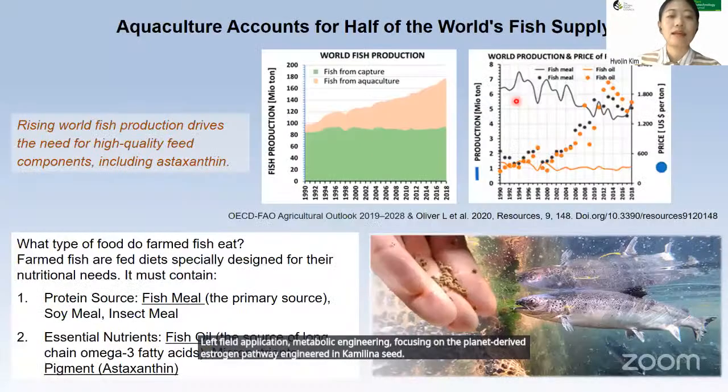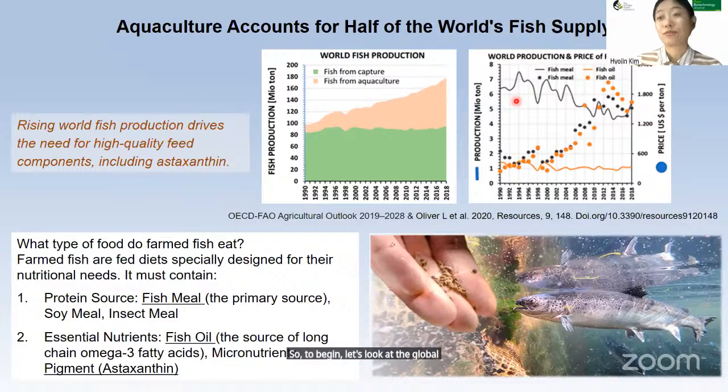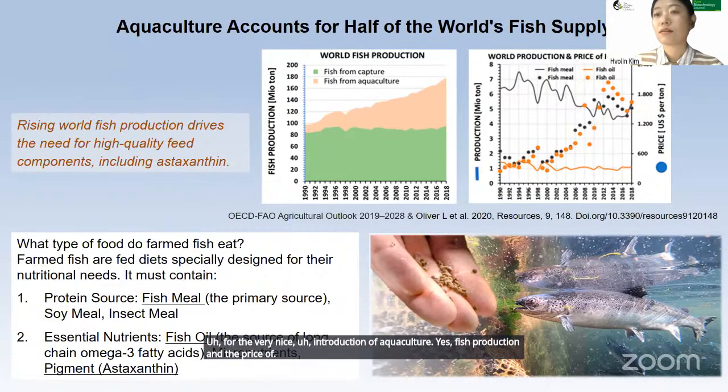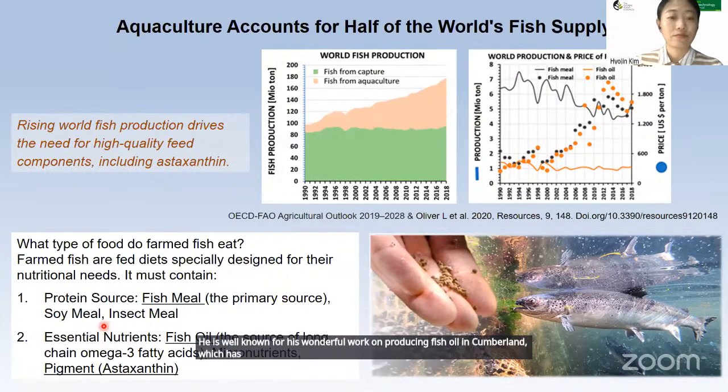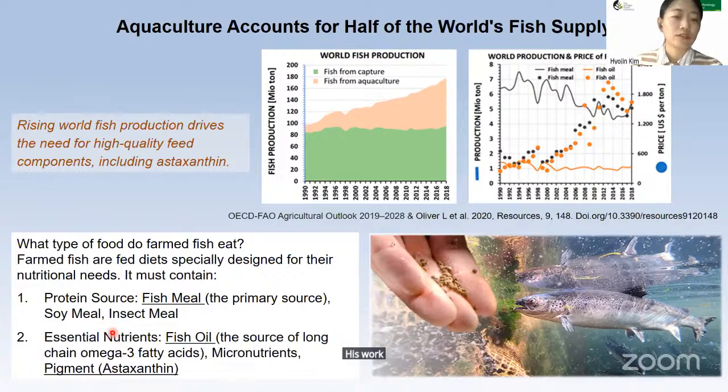So to begin, let's look at the global context. Thank you to Ed for the very nice introduction of aquaculture. Yes, fish production and the price of fish oil and meal has been increasing rapidly. And the fish feed contains protein source and essential nutrients such as fish oil and astaxanthin. Before moving on, I want to briefly acknowledge Dr. Johnathan Napier, who is with us today. He is well known for his wonderful work on producing fish oil in camelina, which has a big impact on this field. His work laid much of a foundation for camelina as an oilseed platform.